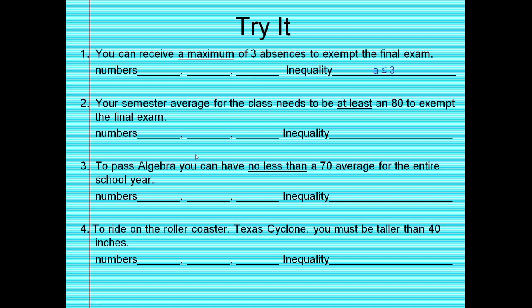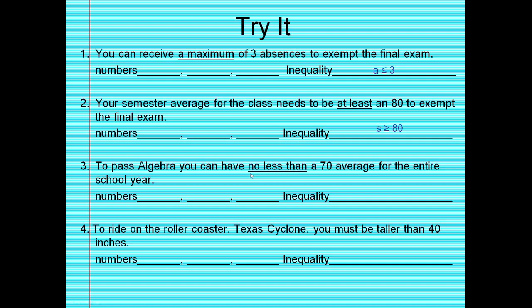Okay, second example. Your semester average for the class needs to be at least an 80 to exempt the final exam. So write 3 possible values for your semester average, and then write an inequality. At least 80 means it has to be 80 or more. So we would write S is greater than or equal to 80. Your numbers in these blanks could have been any numbers 80 or above.